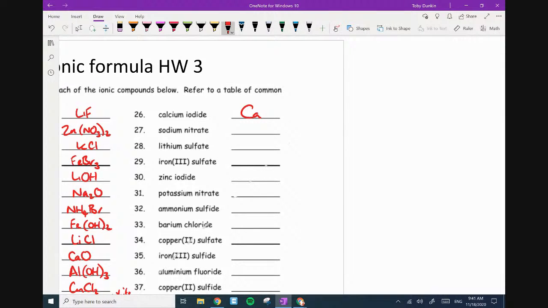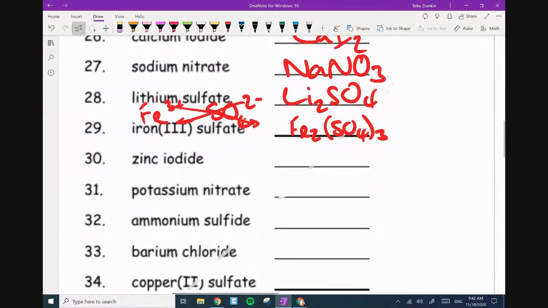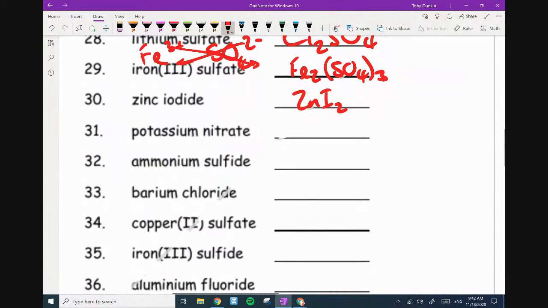Calcium iodide, this is calcium 2+, and of course I1- in group 7, so CaI2. Sodium nitrate, NaNO3. Lithium sulfate, Li2SO4. Iron 3 sulfate, that's a nice one, because that one's going to require all kinds of funky numbers. That's a much higher level. So we're going to have two numbers appearing here, crossing down. So we're going to have Fe2, brackets SO4 close brackets 3. That's a challenge one.